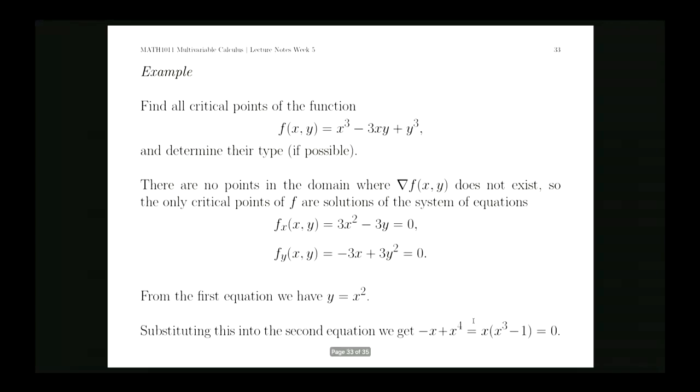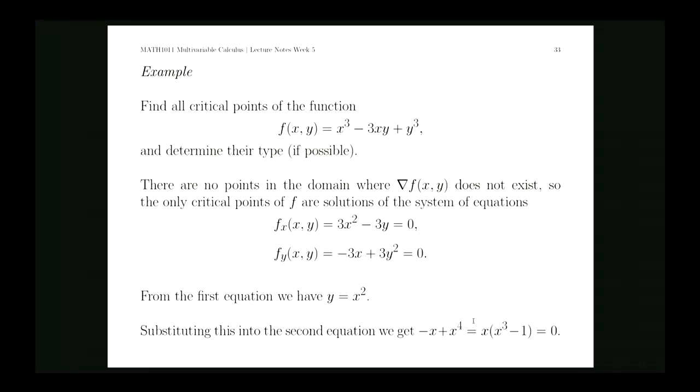Right. Let's have a look at an example. But you'll see it's very algorithmic. Find all the critical points of this surface and determine their type if possible. In other words, if not possible, the test fails. So I find the gradient vector. Basically, I just find the first order partial derivatives with respect to x and y, and I solve them. Remember, this is the hardest part, generally.